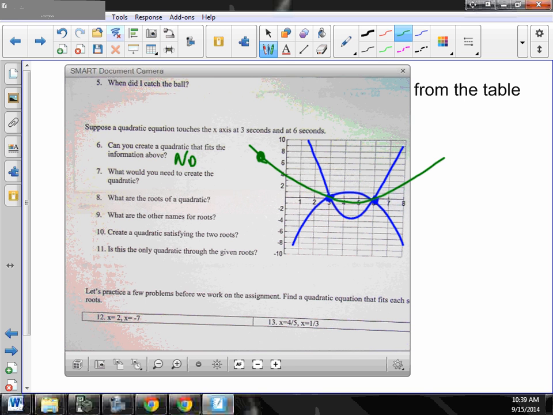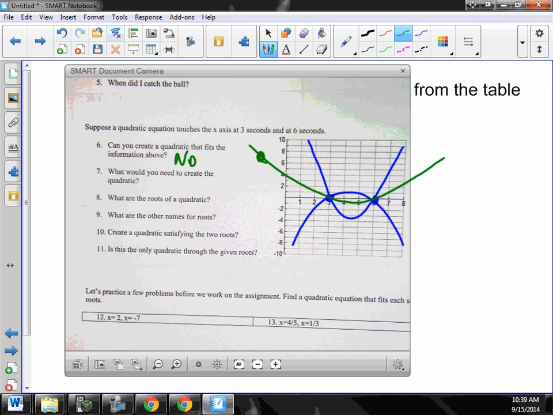Number 7, what do you need? You need a third point. But having said that, we can kind of create one. We can create one of the many. We don't know exactly which one it's going to be, but we can create one of them.